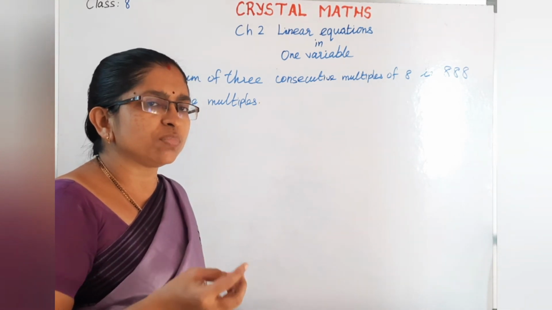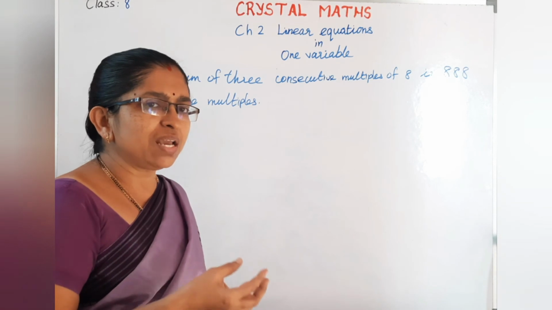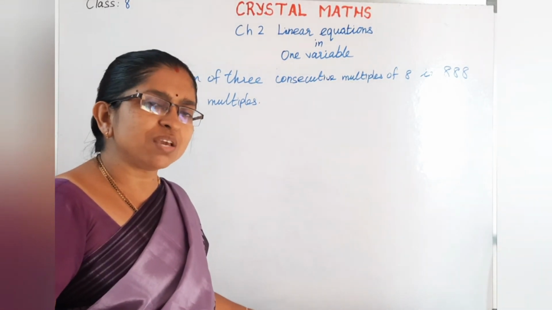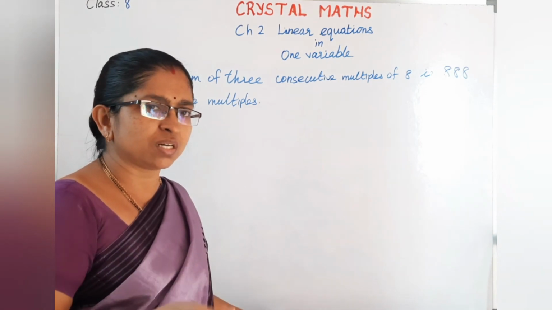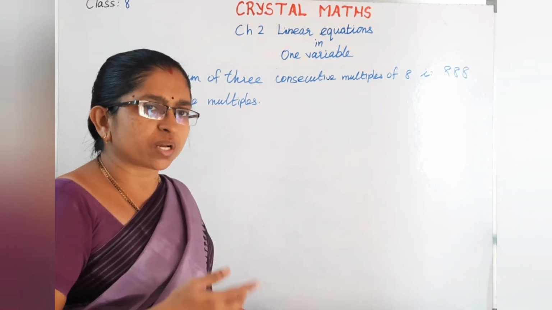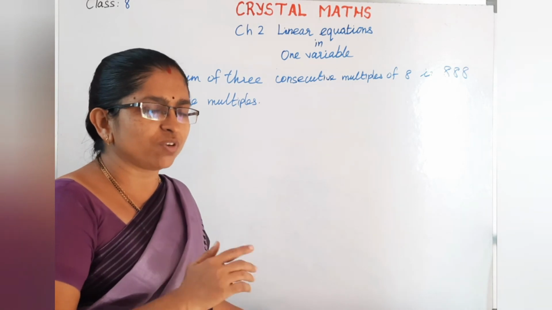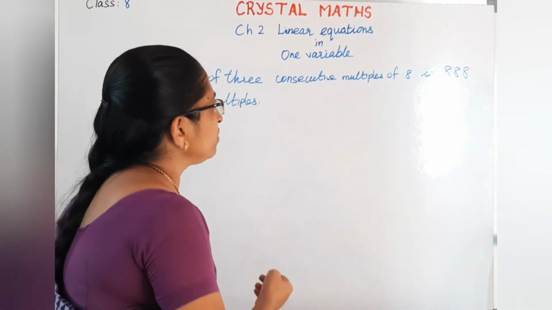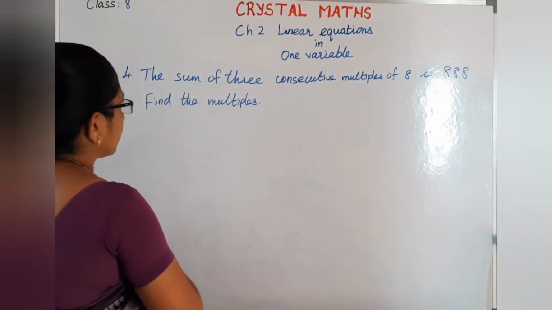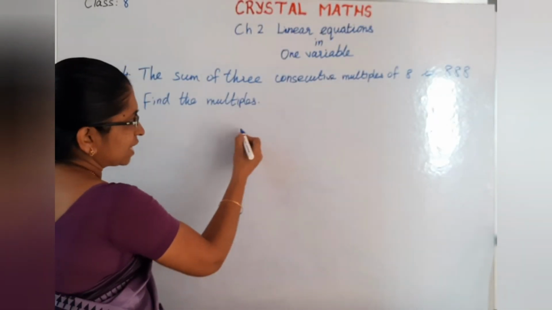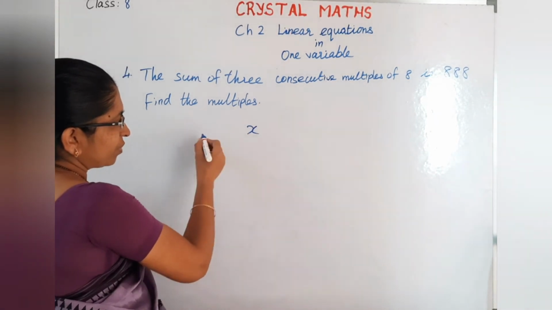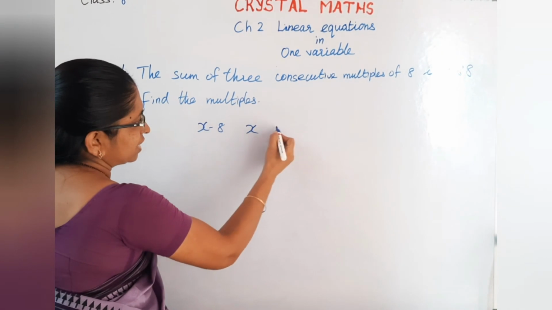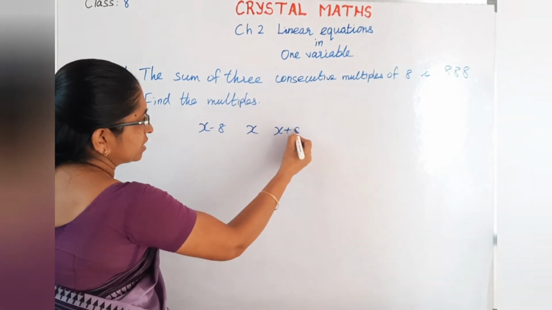So consecutive numbers, in that sense, we will be adding or subtracting 8 because it is multiples of 8. Whereas if it is even numbers, their difference is 2, that we will add or subtract. Integers, just 1 we will add or subtract. That only we have to remember. In this problem they are saying multiples of 8. So let us take the middle number as x. Previous number we can get as x minus 8. Next number we can take as x plus 8.